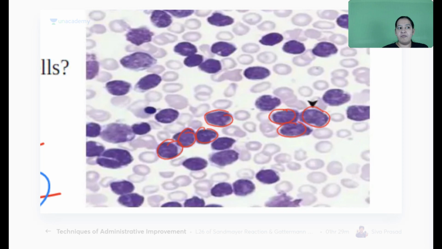Initially, I taught you the 2 types of blast. See, the cytoplasm is very scanty in all of them. All of them are same looking. All of them are blast with scanty cytoplasm. There are no granules or Auer rods in the blast. So these blasts are lymphoblasts. That's fine. Because it is a child, the diagnosis is ALL. So it is a typical case of ALL.